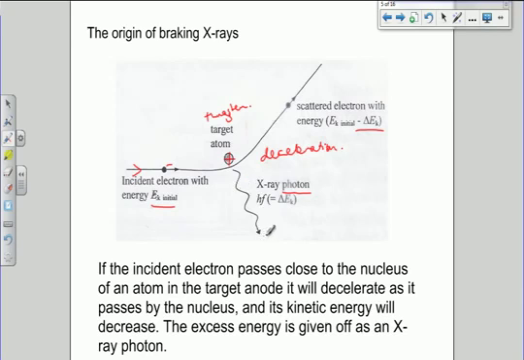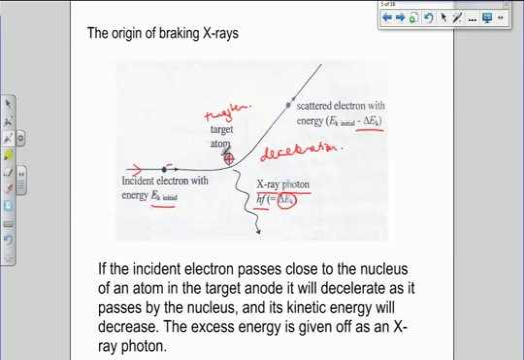In fact, all charged particles, when they are in electric fields and decelerated, will emit electromagnetic radiation. Now it just so happens that the amount of deceleration here causes a photon to be given off whose frequency is in the X-ray range. So the X-ray is the type of photon produced when this amount of kinetic energy is lost as the electron interacts with these atoms. That's one of the reasons why they make these targets out of tungsten.